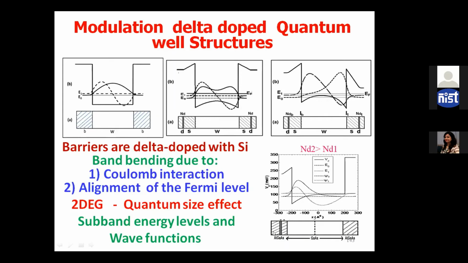So if you dope only on the left side, then you see the wave functions psi 0 and psi 1 are now present only in the left, close to the interface of the left barrier and well. So it can change the property of the mobility. So these are the different techniques, different structures, through which you can modulate the wave function nature, which are the deciding factor for mobility.